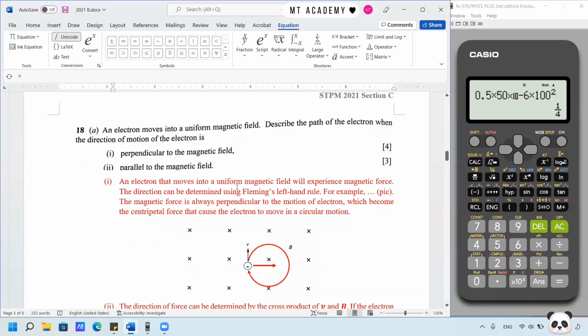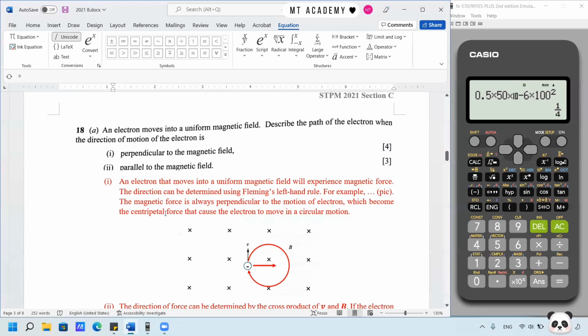An electron that moves into a uniform magnetic field will experience a magnetic force. This is for the case of perpendicular motion. The direction can be determined using Fleming's left-hand rule. You can use a picture to explain further. For example, when the magnetic field is into the page and the electron is moving up, you apply Fleming's left-hand rule to determine the direction. Please be careful that this is an electron, so once you have obtained the direction, you need to reverse it to get the force acting on the electron.